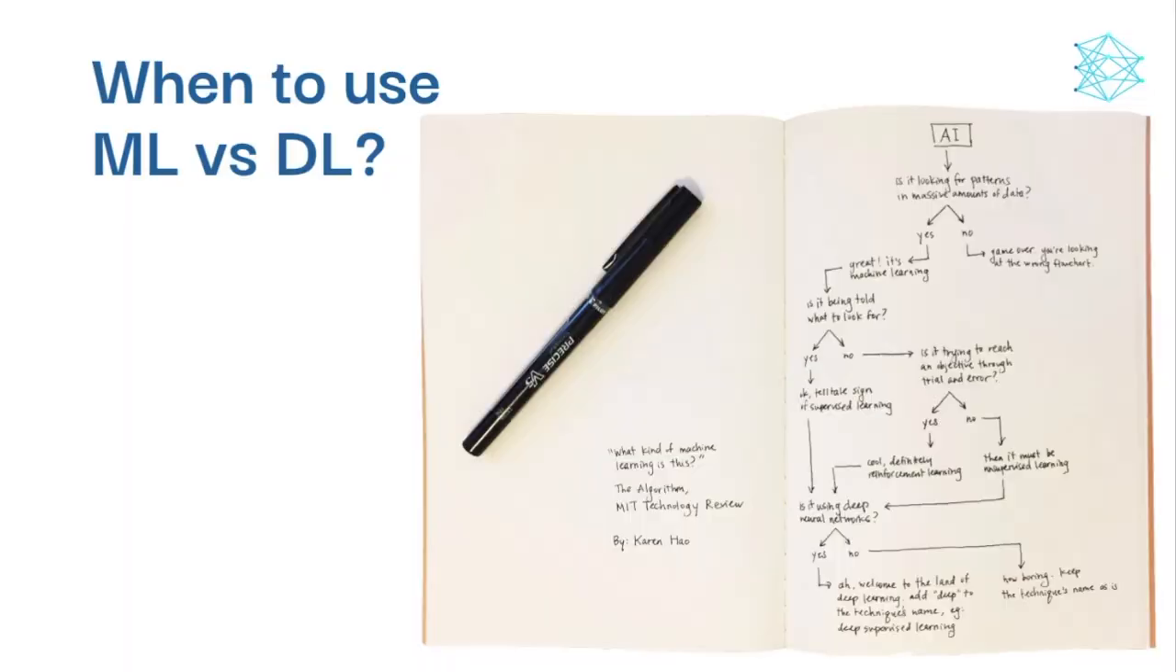So when do you actually use machine learning versus deep learning? I found this flow diagram online which I think perfectly encapsulates when you would use one over the other. So use it as a logical reference as to go through the flow and determine whether you need one model over the other. But to summarize, you would use machine learning for most cases. It's faster, sufficient for smaller structured data sets.